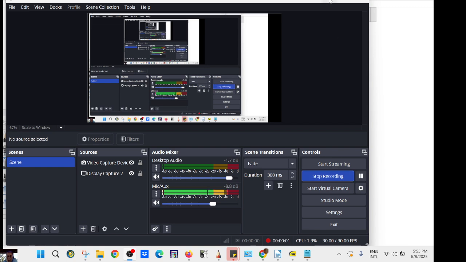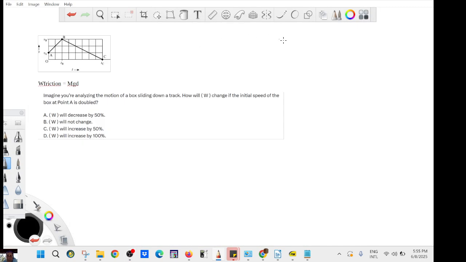Okay, so let's do the next one. So in this situation, you have an inclined plane. Okay, so it's an inclined plane here, and the box goes from A and then to B, and then it keeps sliding to C. So you have the box here, and it's going down the inclined plane, keeps sliding, and at some point it's going to stop.